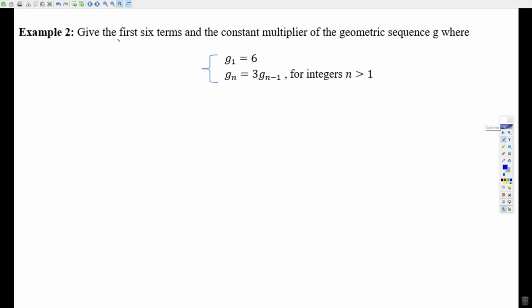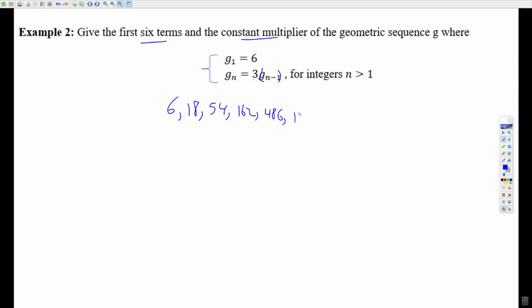For example, give the first 6 terms and the constant multiplier of the geometric sequence where g sub 1 is equal to 6, and to get every term after that, you take the previous term and multiply by 3. So this would be 6. We're trying to get 6 terms, so we keep multiplying the previous number by 3. So you get 18, then you would get 54, then 162. I mean, 2 more, 486.